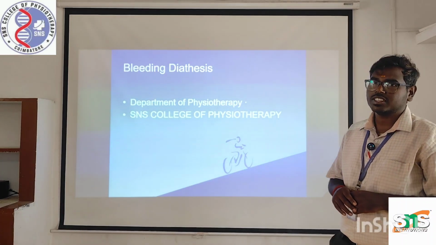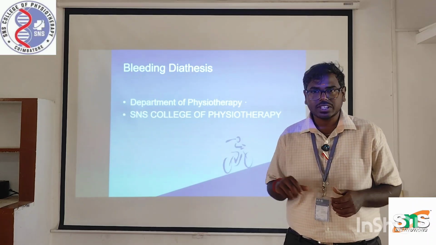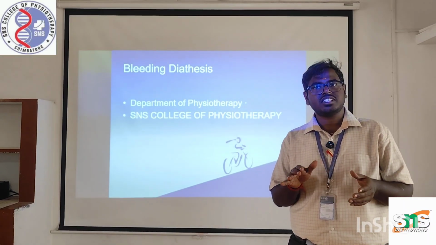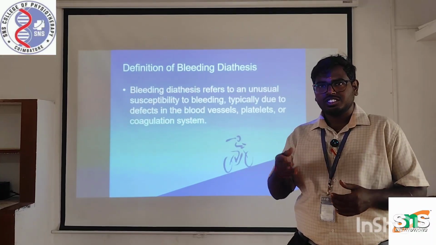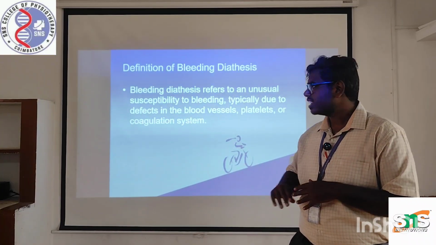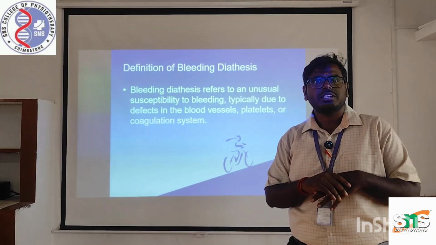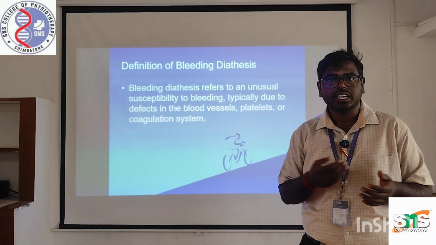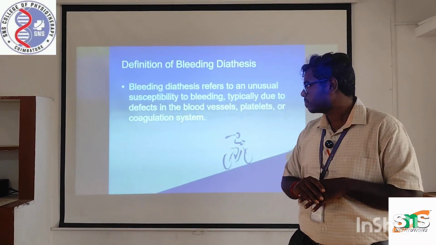In this video, we're going to see the topic known as bleeding diathesis. These topics are generally presented for the PPT students in general medicine and general surgery topics. So what is bleeding diathesis? Bleeding diathesis generally refers to an unusual susceptibility, which is due mainly to deficits in the blood vessels, reduction in the platelet count, and finally a disturbance in the coagulation system.